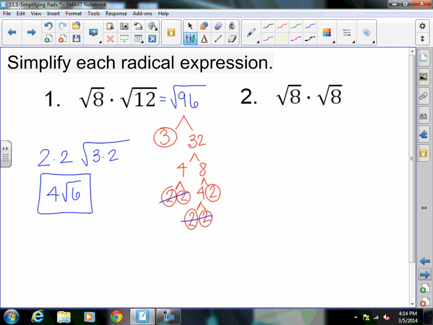Okay, number 2. Both rad 8 and rad 8 have rads, obviously, so we can multiply them together. And we get square root of 64. So you're going to first do that on your calculator, and you'll notice when you do that, you get a whole number. So that was an easy one. We just get 8.